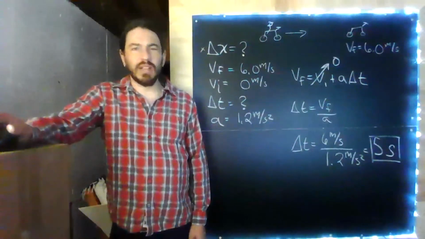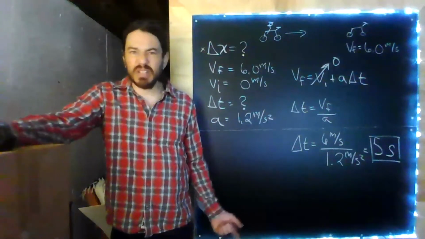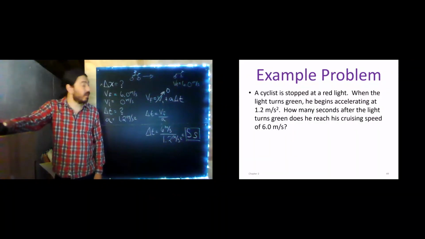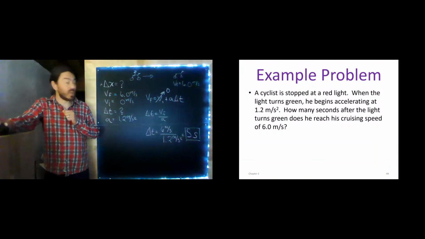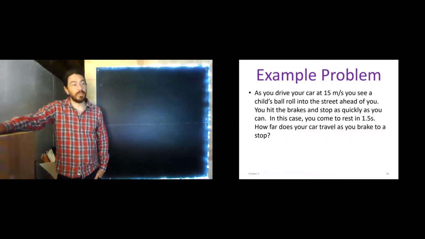Five seconds. Is that a reasonable amount of time for a cyclist to get up to speed? I think so. Did I answer the question? How many seconds? Yes, I did. So I answered the question, and it's a reasonable number. So I've done my assess step. I think we're good. Let's just try another one.